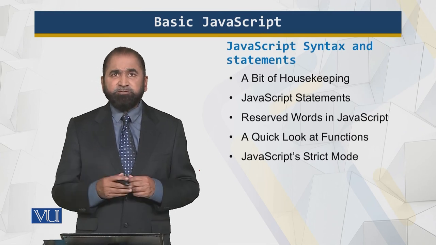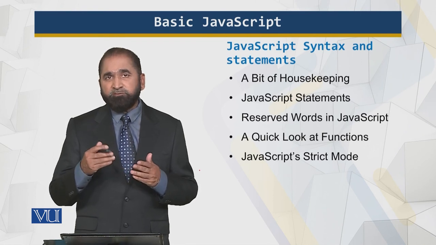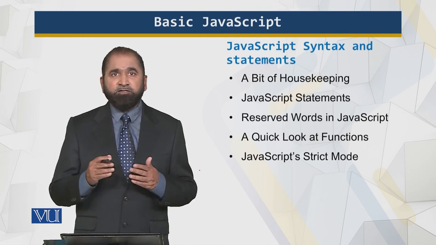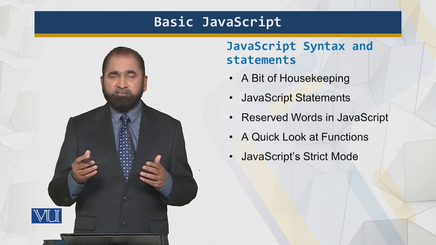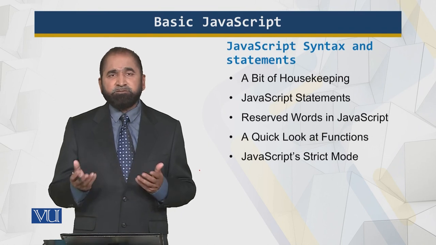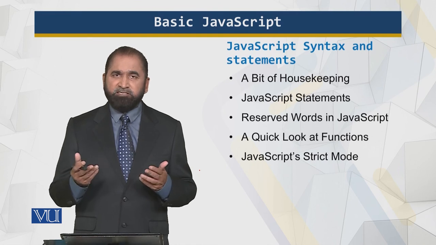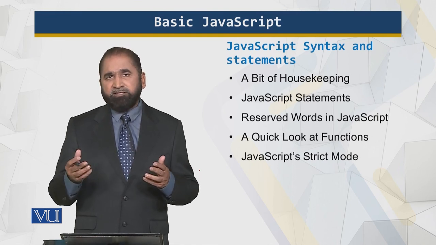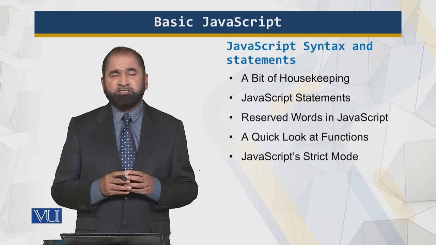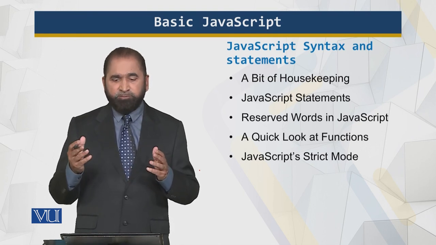And a bit of housekeeping with reference to JavaScript: the meaning of white spaces, how it is case sensitive, how comments are placed, and how the things work together. We'll go into the details about it. And the JavaScript statements. A JavaScript statement is a collection of, as I said before, literals, operators, and keywords, and they come together, and the interpreter understands what is there in the JavaScript, acts upon it, and generates the results. So this is all happening within the browser.